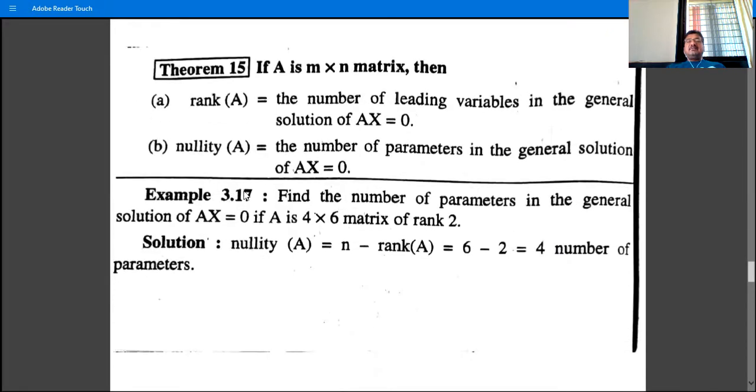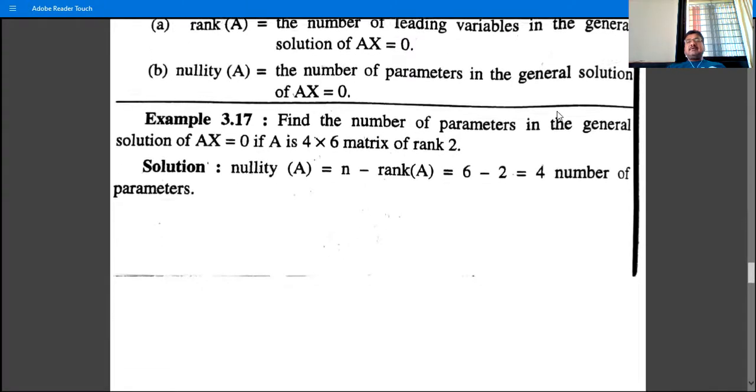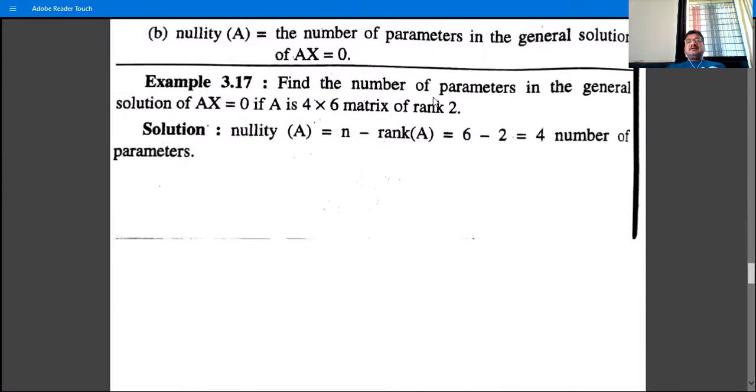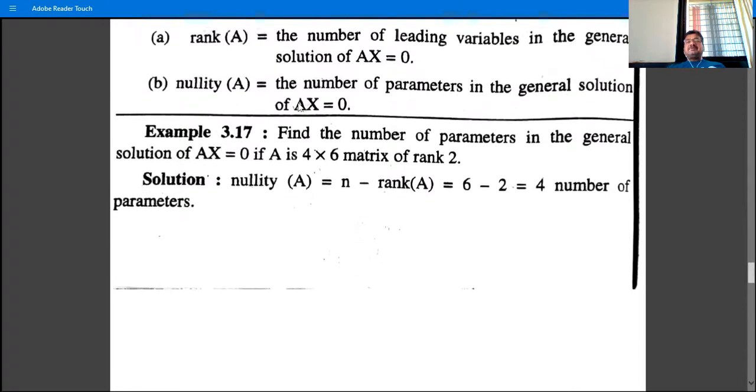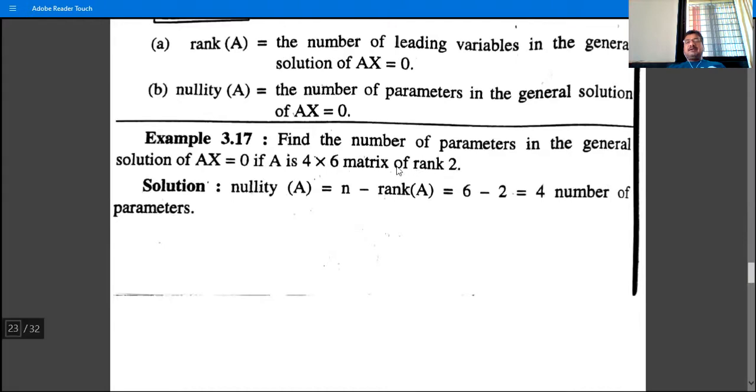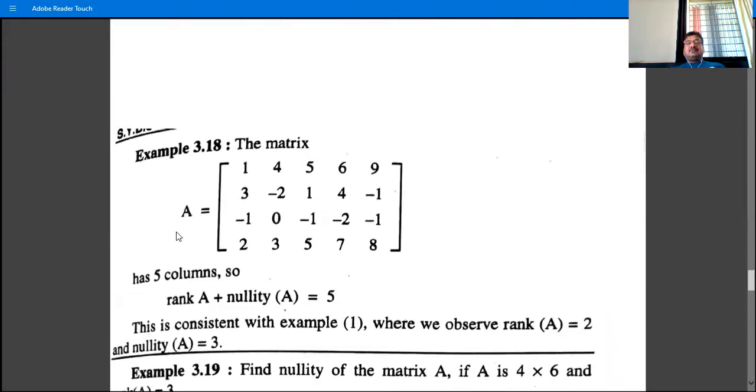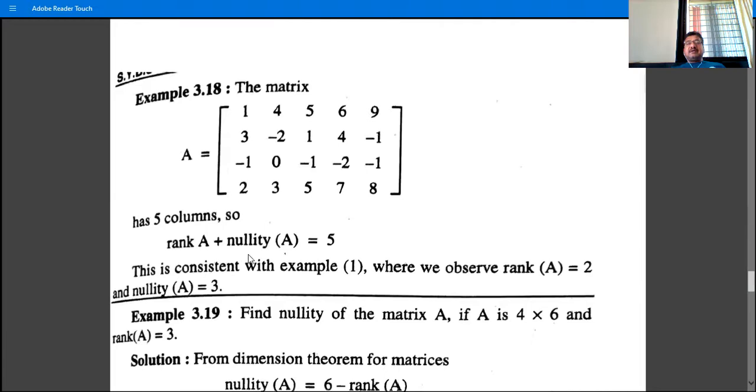So this is the rank of A, and rank of A is the number of leading variables, and nullity of A is the number of parameters. So find the number of parameters in the general solution of Ax = 0. That is, we have to find the nullity of A, and the rank of A is 2. So use the theorem that rank of A plus nullity of A is equal to the number of columns, that is 6. And so nullity of A is n minus rank of A, that is 6 minus 2, that is 4. There are 4 parameters. Number of parameters means nullity of A is 4, and therefore in the system Ax = 0 there are 4 parameters.